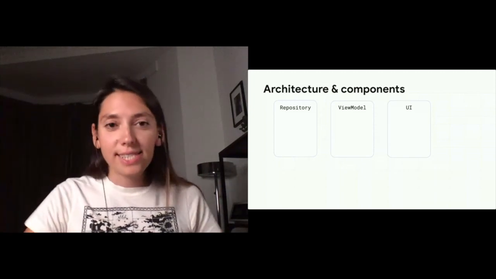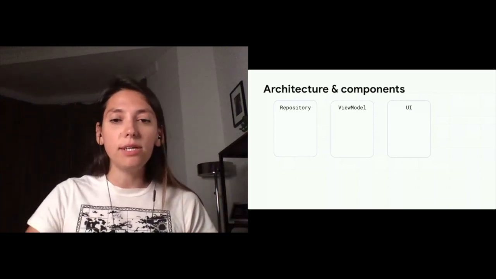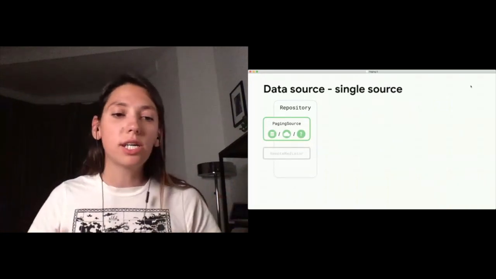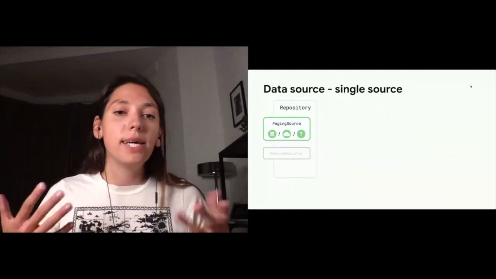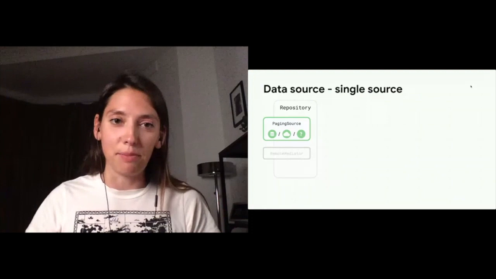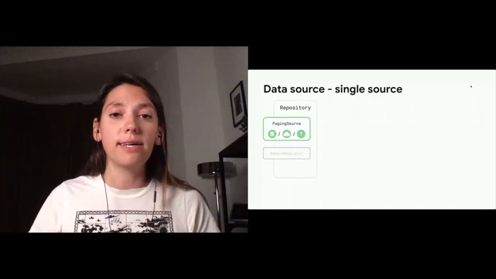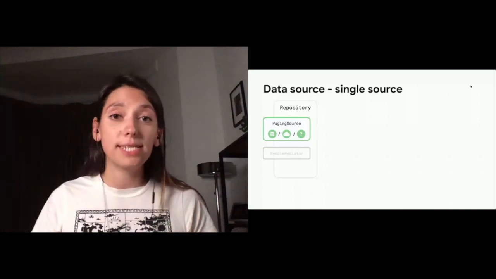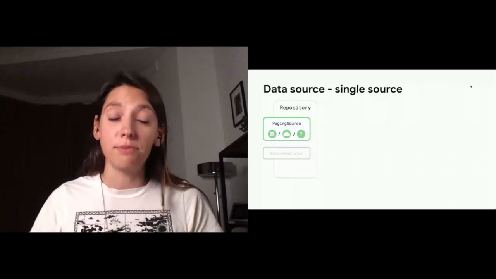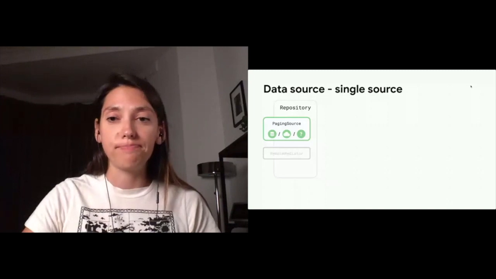Okay, let's look at these components individually, and let's start with the data source. So if you're loading data from a single source, like network, local database, or file, implement the paging source. If you're using Room, then paging source is implemented for you. If you're loading data from a layered source, like a network data source with local database cache, then implement a remote mediator to retrieve and save remote data, and also a paging source for the local database cache.